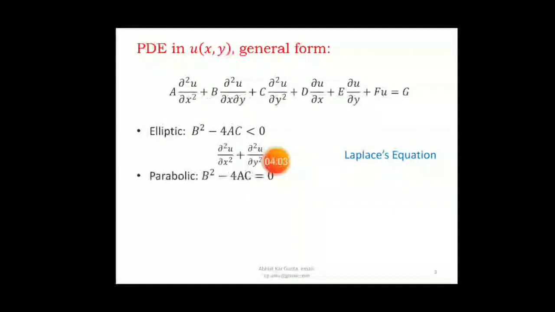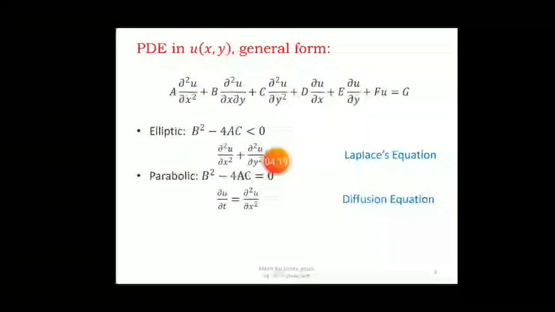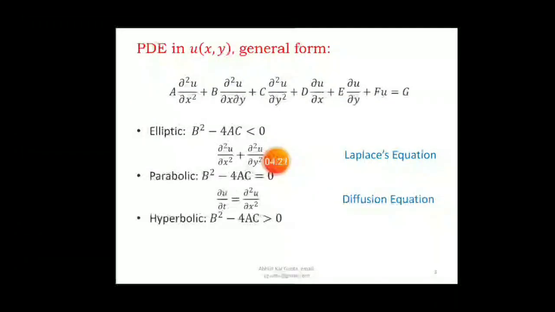Then parabolic: b² minus 4ac equal to 0. This is the diffusion equation, 1D, 2D or 3D. Here the 1D diffusion equation is shown, ∂u/∂t equal to ∂²u/∂x². Laplace's equation is shown as the two-dimensional Laplace's equation. And hyperbolic: b² minus 4ac greater than 0. The other kind of differential equation is the wave equation, ∂²u/∂t² equal to ∂²u/∂x². So this is a hyperbolic equation.